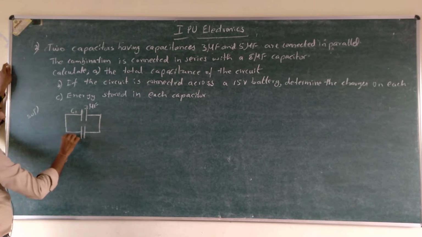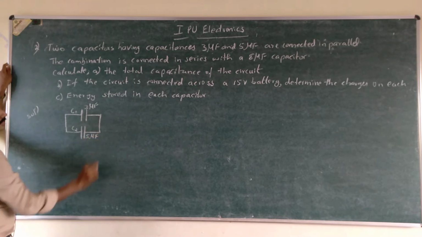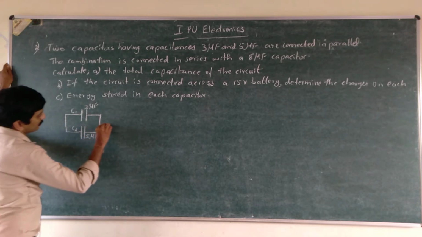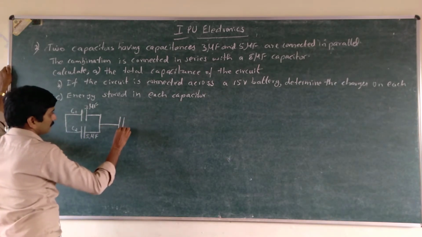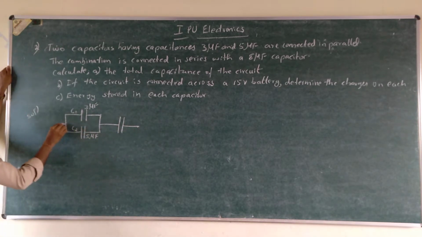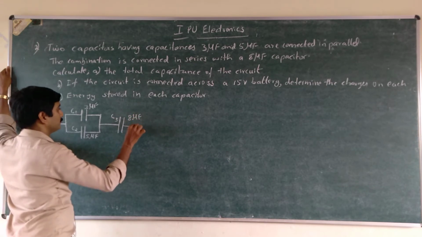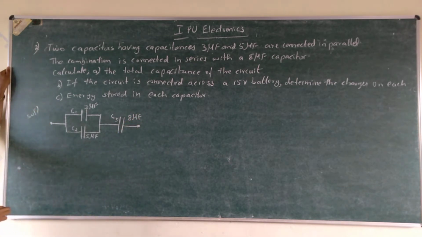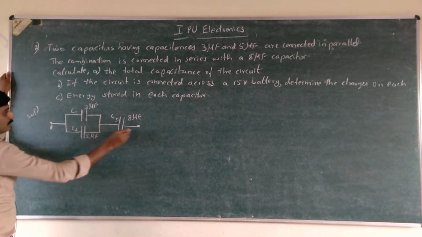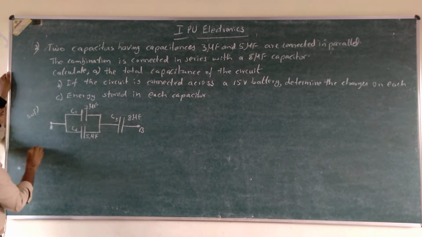Let C1 and C2 be in parallel. The combination is connected in series with the 8 microfarad capacitor, C3. Calculate the total capacitance. Total means it is not a simple arithmetic sum; total means effective. Now, let us start with part A.